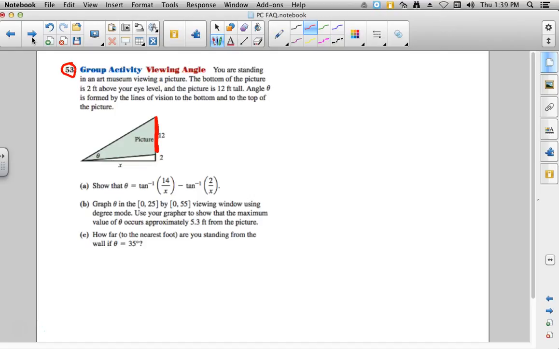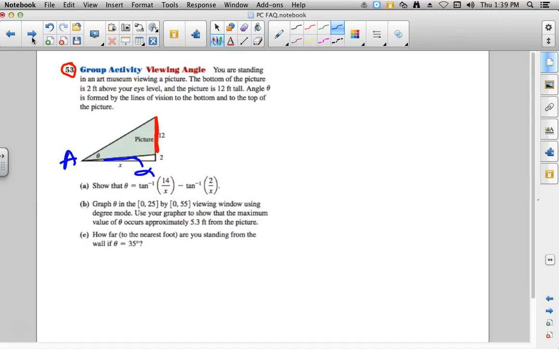So for A, what it says is we are supposed to show that the inverse tangent of 14 over x minus the inverse tangent of 2 over x will give us theta. Well, it absolutely will. We'll go ahead, and I'm just going to pick a different label for this angle, and we can talk about what's going on. I'm going to say that the entire angle here is angle A, and I'm going to put a little alpha symbol in this teeny little angle back here.